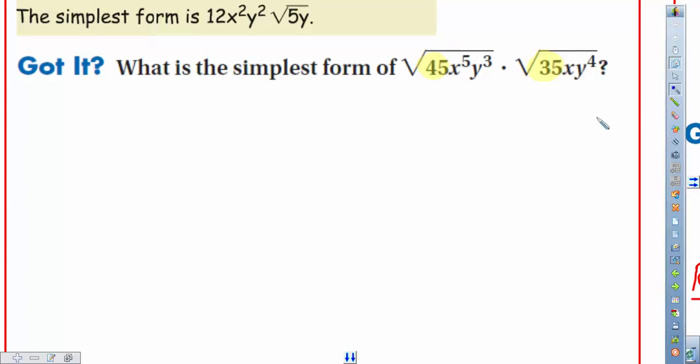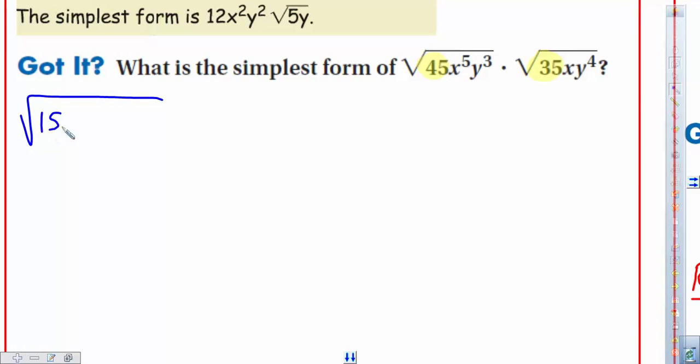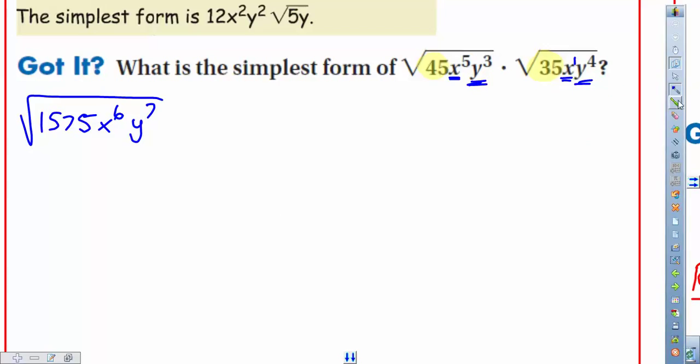Let's use our exponent properties and get the rest of this stuff, 1,575. And then remember we have x to the 5th times x to the 1st. So shouldn't that be x to the 6th? And then y to the 3rd and y to the 4th should make y to the 7th. Okay? So now here comes the fun part.